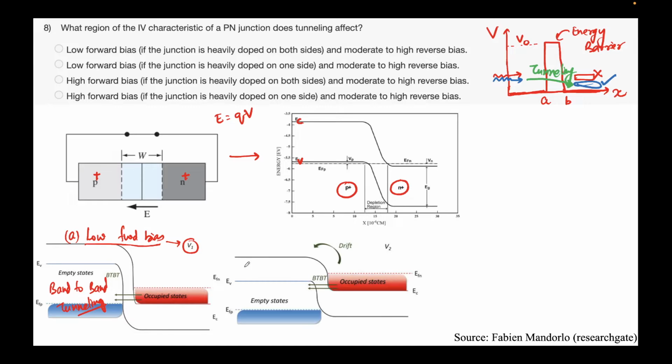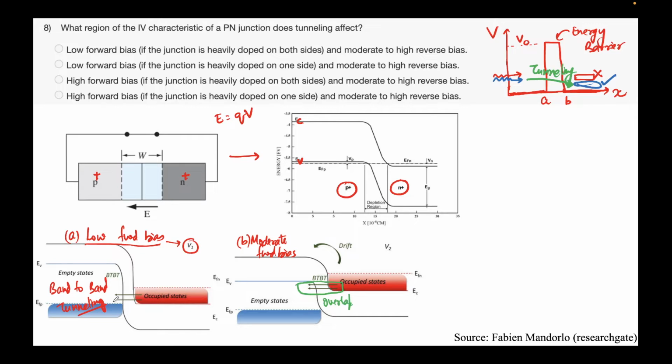Now let's increase the bias a bit more. So let's say this is case B. Let's call this moderate forward bias. In case B, you can still see there is some overlap between the empty states on the p plus side and the occupied states on the n plus side. This means some band to band tunneling will still happen, but its magnitude will be reduced. Why is that the case? Because the overlap between the occupied states here and the empty states here is reduced. So if I choose a different color to make my point, now the overlap is only in this region. This is the overlap here.